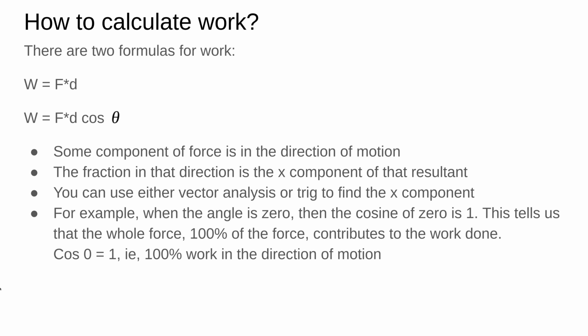If the angle isn't 0 or 90, the cosine will be something between 0 and 1. Usually, there's going to be a fraction. For example, if you have a 45-degree angle, between 0 and 90, then only about half of that force goes in the direction of motion.